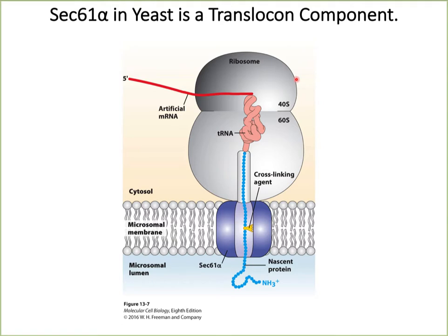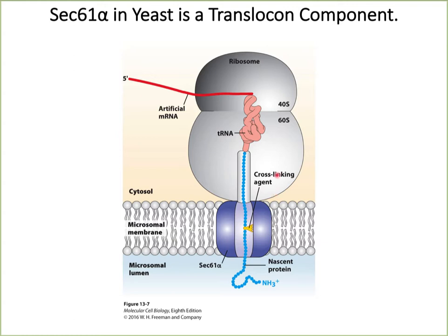So here is a classic example to show that Sec61 alpha is a translocon, and this is from a yeast experiment. So this is known as a cross-linking experiment to prove that Sec61 alpha is a translocon, and it contacts the nascent secretory proteins as they pass through the translocon into the ER lumen.